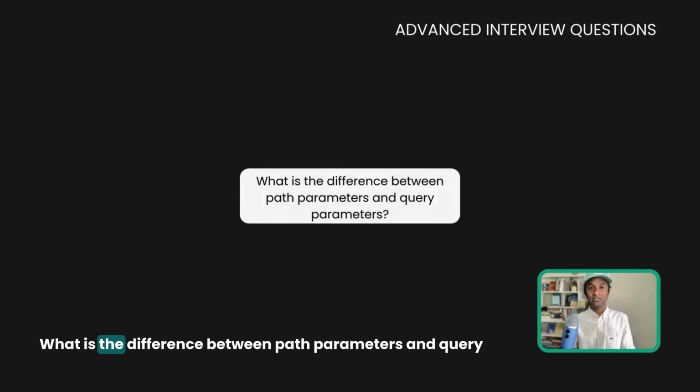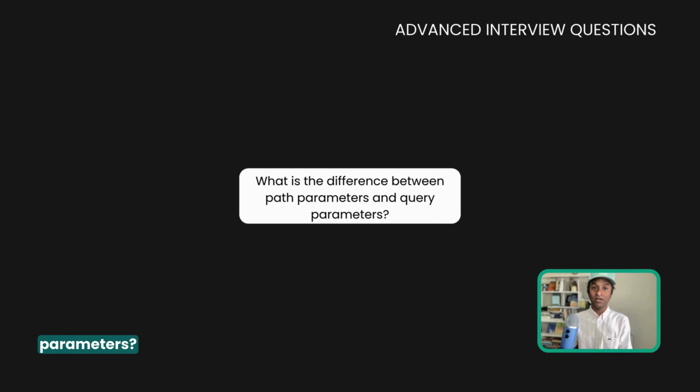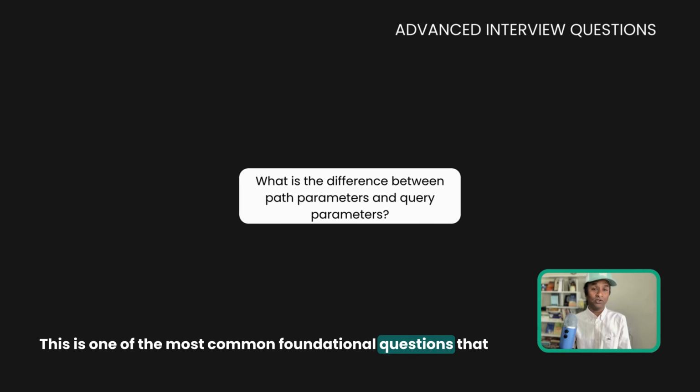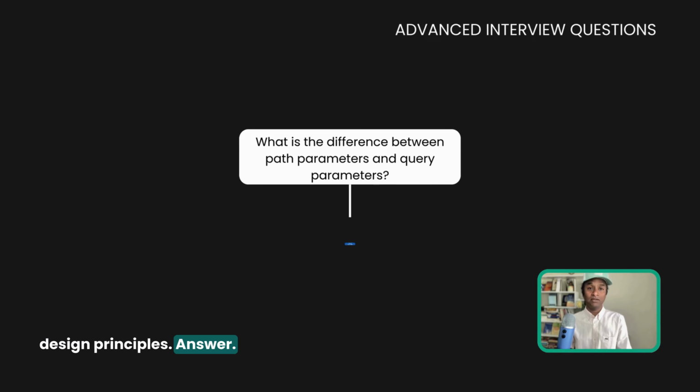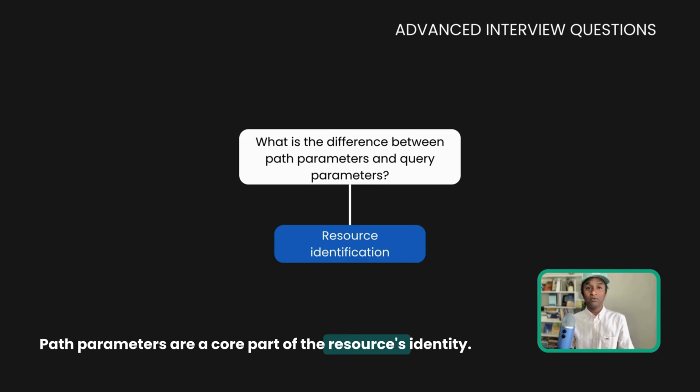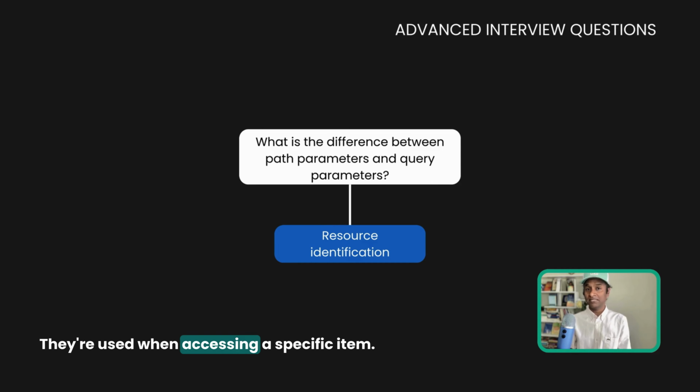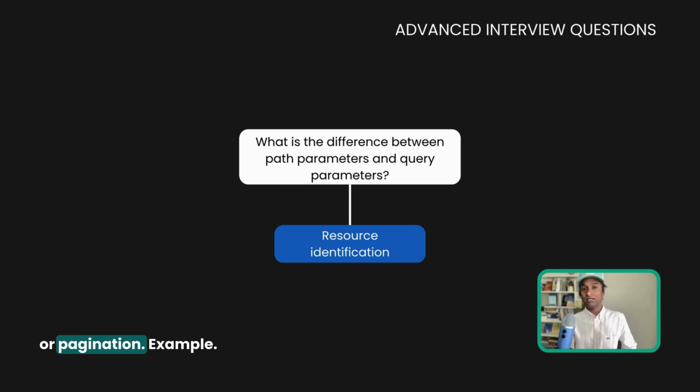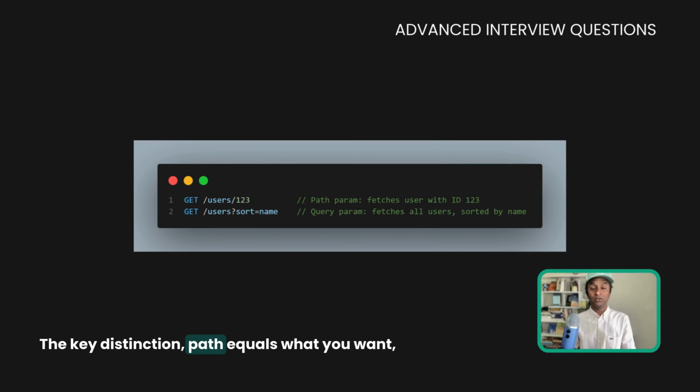What is the difference between path parameters and query parameters? This is one of the most common foundational questions that interviewers ask to assess your understanding of RESTful design principles. Answer: path parameters are a core part of the resource's identity. They are used when accessing a specific item. Query parameters, on the other hand, are used to refine or modify how that data is returned, typically for filtering, sorting, or pagination. Example: the key distinction: path equals what you want, query equals how you want it. Explaining this clearly shows you understand both URL design and API usability.